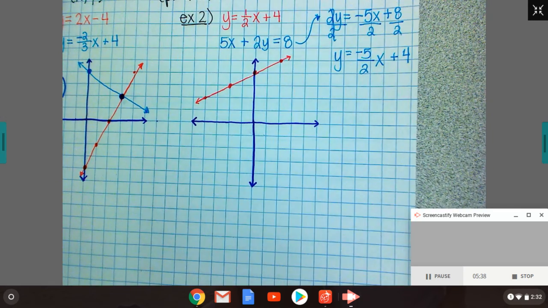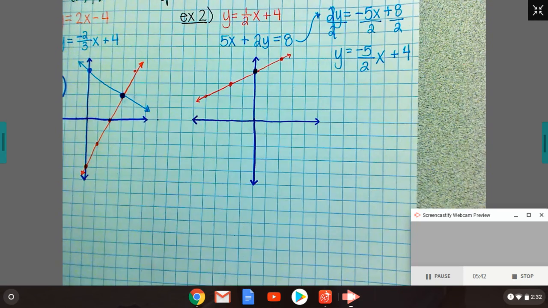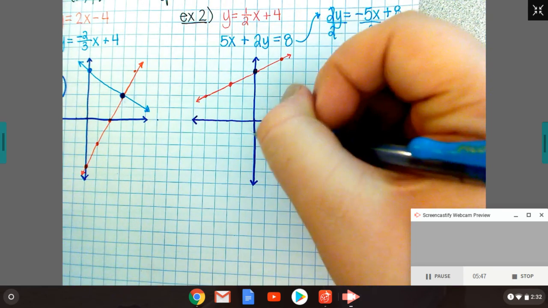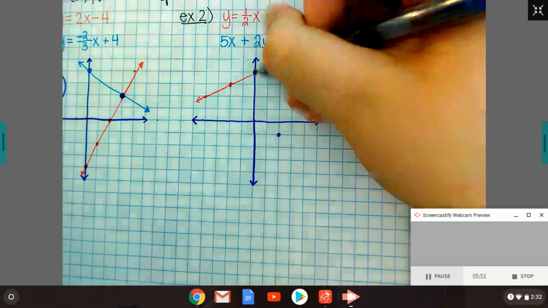Now we're in slope-intercept form, so we can go ahead and graph that. We're starting at positive 4. Oh, I already found our intersection there. Let's graph our line to keep it complete. Drop 5, run 2.